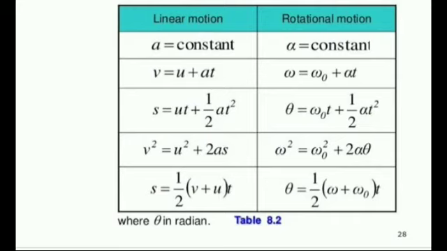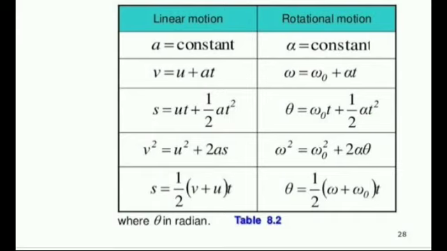Third equation: in linear motion, v squared is equal to u squared plus 2as. In angular motion, omega squared is equal to omega naught squared plus 2 alpha theta. In linear motion, s is equal to v plus u by 2 into t. In angular motion, theta is equal to omega naught plus omega by 2 into t.